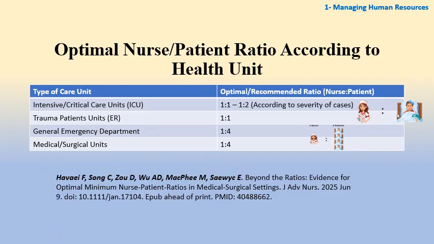Optimal nurse-to-patient ratio according to health unit. Intensive or critical care units, ICU. Optimal or recommended nurse-to-patient ratio is 1:1 or 1:2, according to severity of cases. Trauma patients units, ER. Optimal or recommended nurse-to-patient ratio is 1:1. General emergency department and medical or surgical units. Optimal or recommended nurse-to-patient ratio is 1:4.